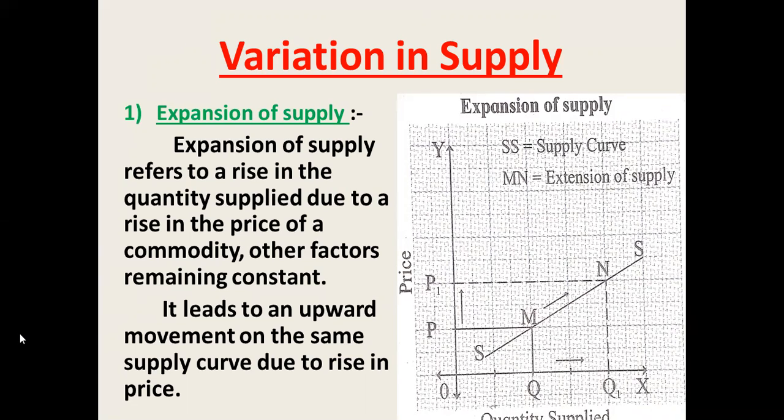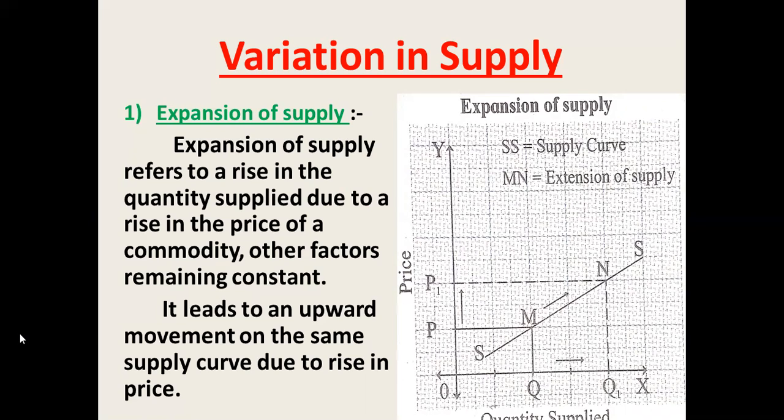So the first price is OP. The price will rise from OP to OP1, and SS is the supply curve. At the first price OP, the quantity supplied is OQ. When the price rises from OP to OP1, the supply also rises from OQ to OQ1. So this explains the expansion of supply.